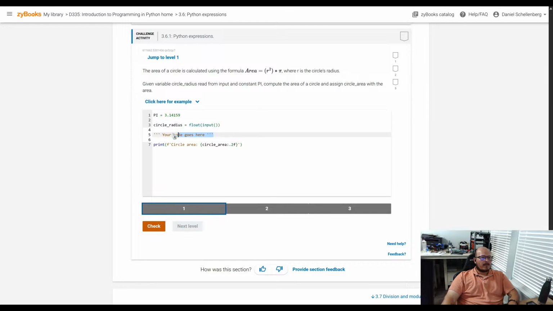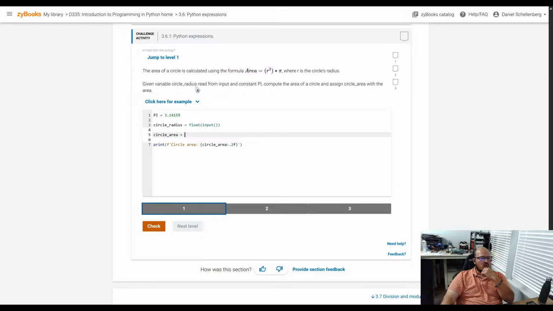So circle area is... Why am I not? See, this is what I was talking about before, where the math doesn't math in my head. So the area of a circle is calculated by using the formula. Okay. So given variables, circle radius, read from an input.